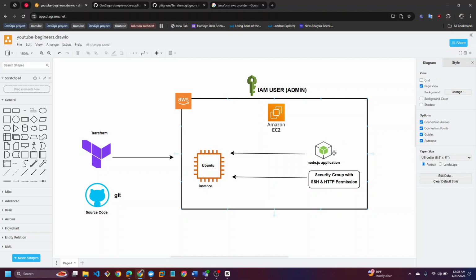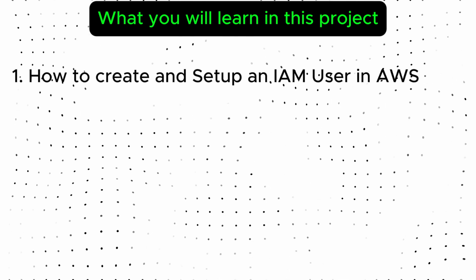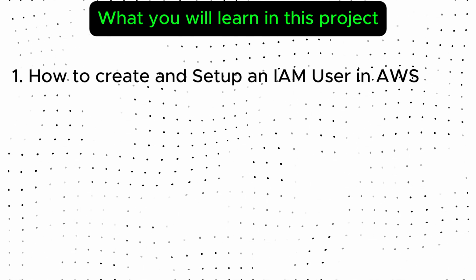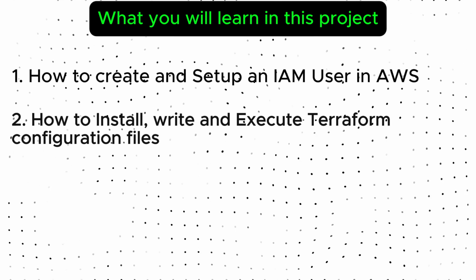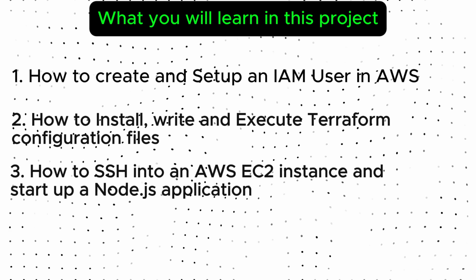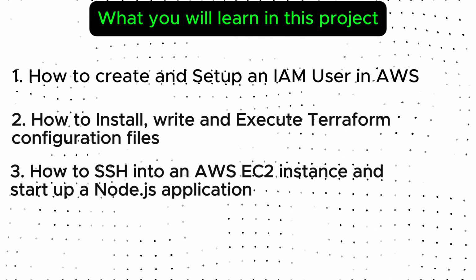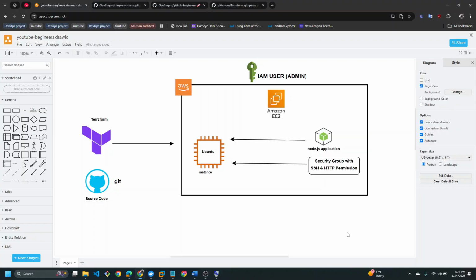What you'll be achieving in this project includes how to create and set up an IAM user in AWS, how to install, write, and execute Terraform configuration files, and finally, how to SSH into an AWS EC2 instance and start up a Node.js application. Without wasting much time, let's get started.